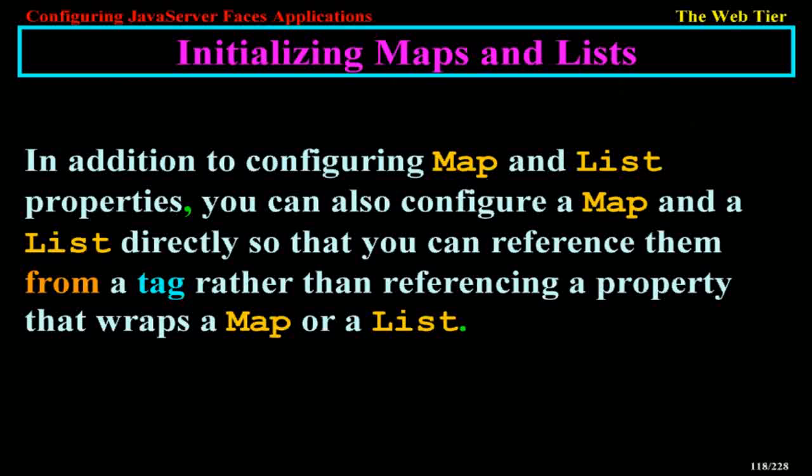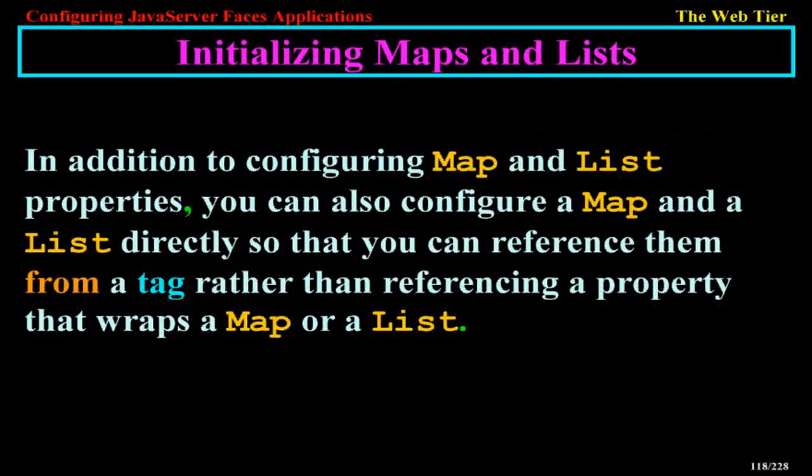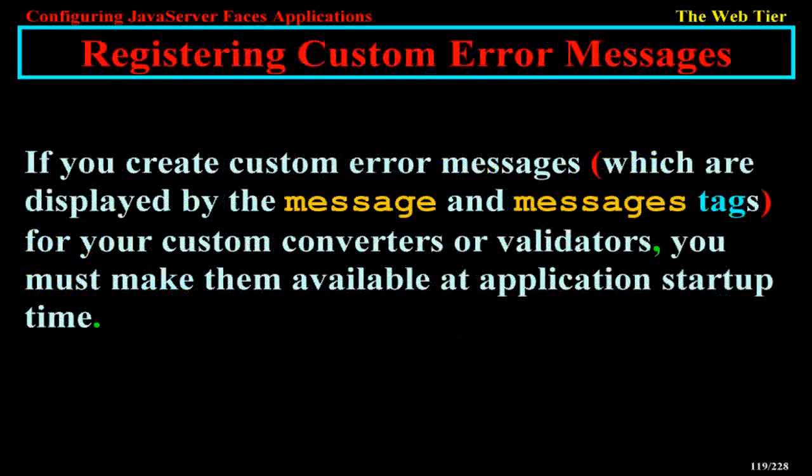Initializing maps and lists. In addition to configuring map and list properties, you can also configure a map and a list directly so that you can reference them from a tag rather than referencing a property that wraps a map or a list. Registering custom error messages.